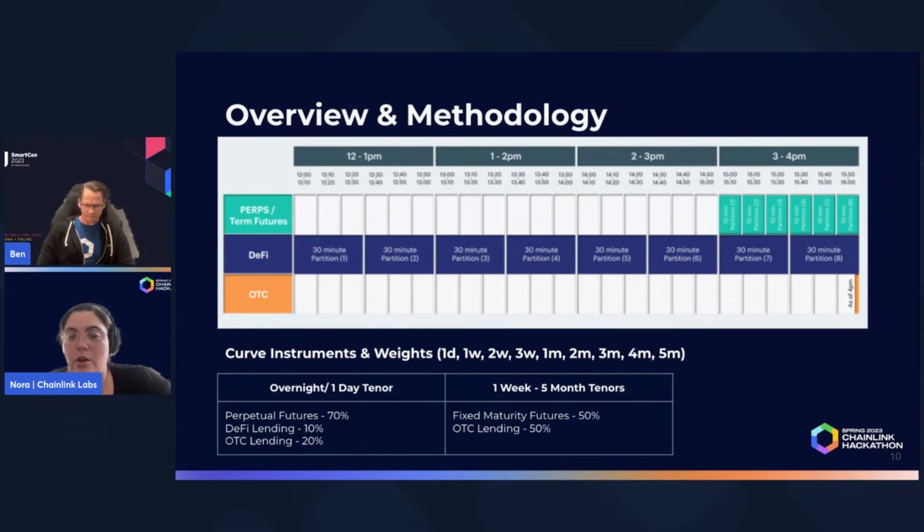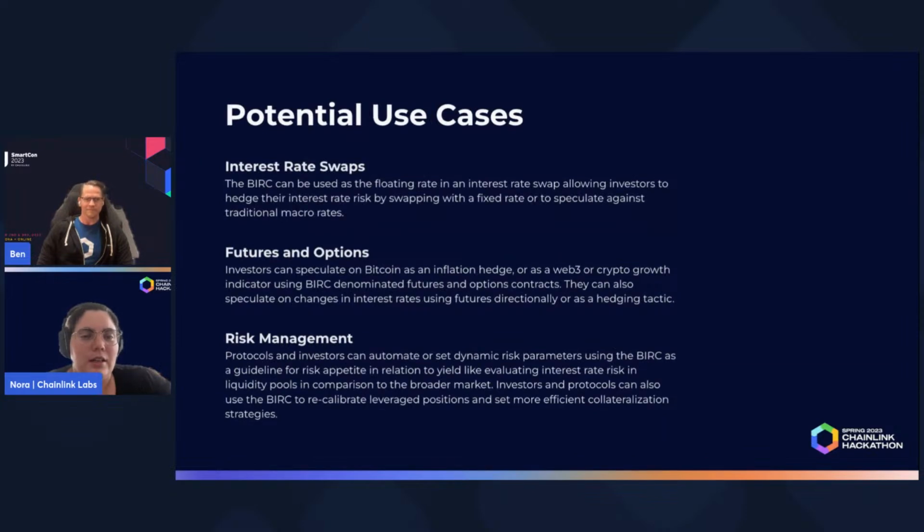Having the curve go out to the 5-month is right when the liquidity is best for each one of those longer term tenors for fixed maturity futures and for OTC lending. Ben, if you wouldn't mind going to the next.